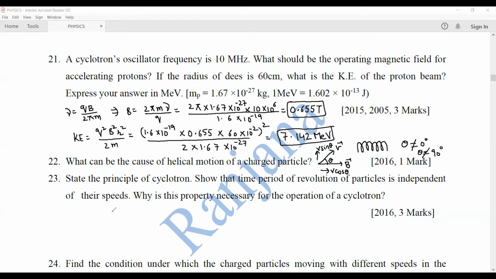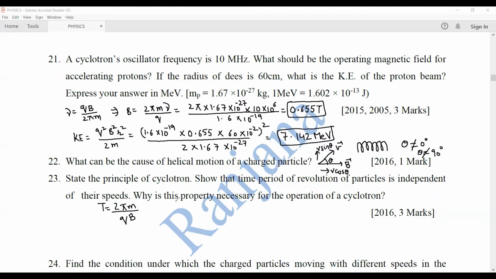Question number 23 is, state the principle of cyclotron. This we have already studied in the theory part. Show that the time period of revolution of the particles is independent of their speed. In the theory part, we have already found the expression for the time period, and the time period of the charged particle is given by 2 pi m upon qB. So from this expression, we see that it is independent of the speed of the charged particle. As the time period is given by 2 pi m upon qB, it does not depend upon the speed.